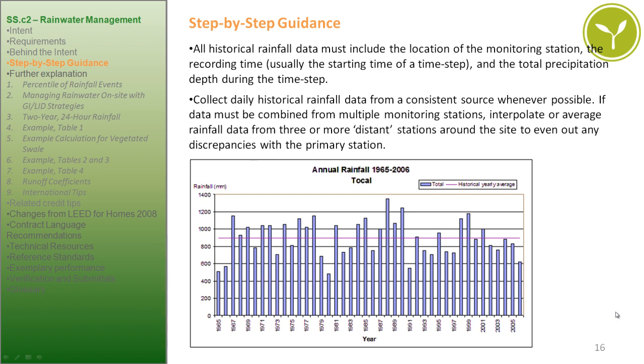All historical rainfall data must include the location of the monitoring station, the recording time, usually the starting time of a time step, and the total precipitation depth during the time step. Collect daily historical rainfall data from a consistent source whenever possible. If data must be combined from multiple monitoring stations, interpolate or average rainfall data from 3 or more distant stations around the site to even out any discrepancies with the primary station.